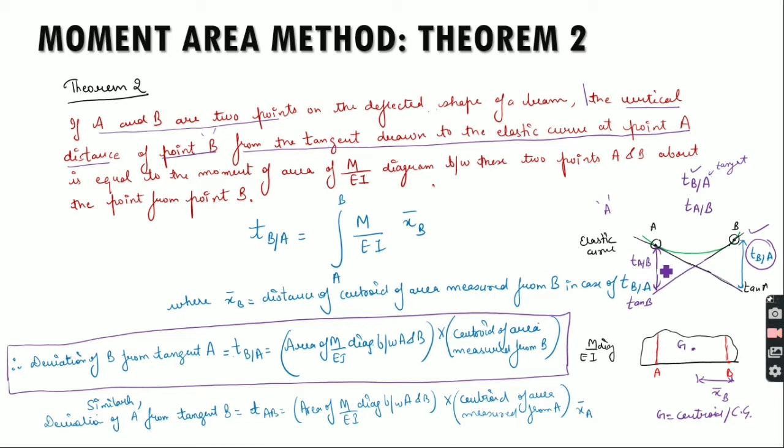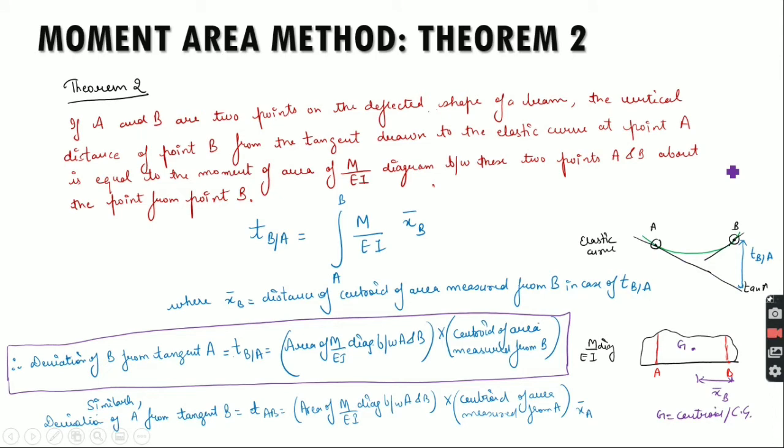So according to the requirement of our question or problem, we will use either of these values, right? So I hope you are clear what is TBA. So for now, I am removing this TAB. I will be just dealing with this TBA. So TBA is distance of B from tangent at A. Now we have seen what is this TBA.